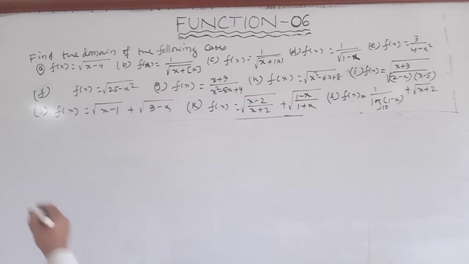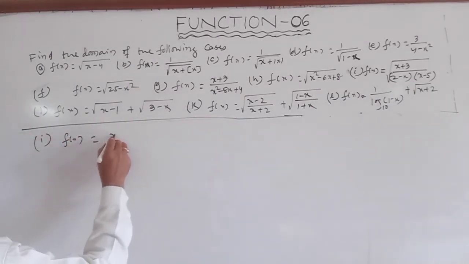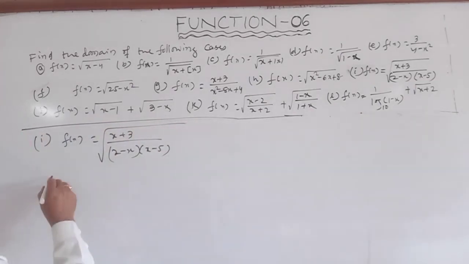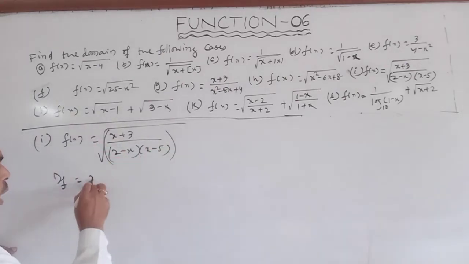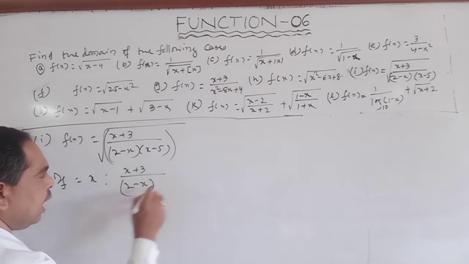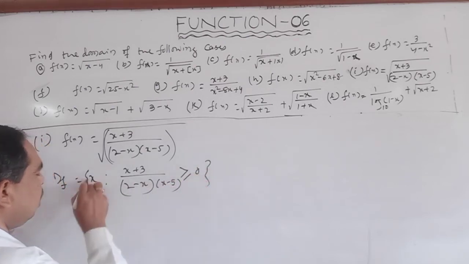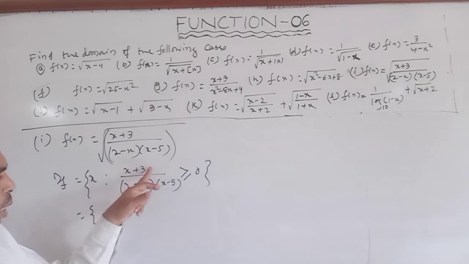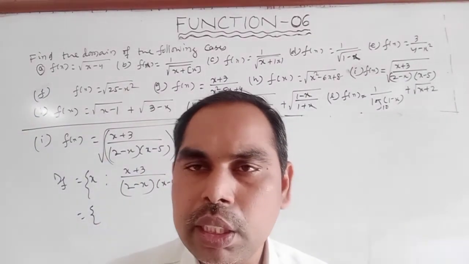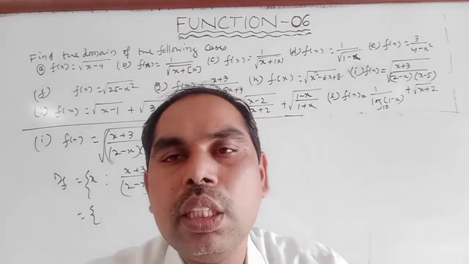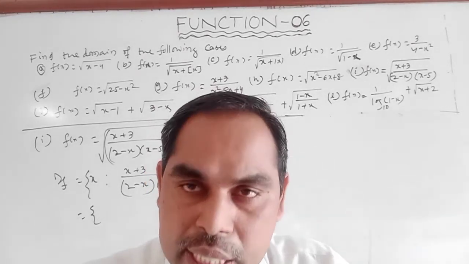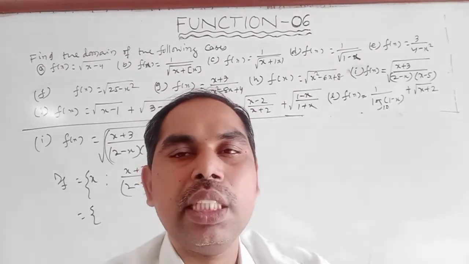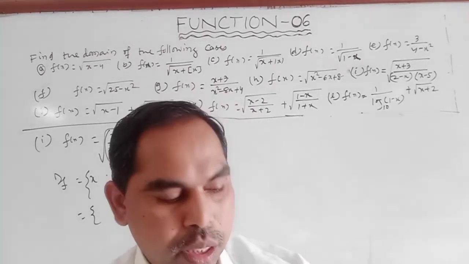Next, f of x is equal to the square root of x plus 3 divided by 2 minus x into x minus 5. So the domain of f: the expression inside the root must be greater than or equal to 0. So x such that x plus 3 divided by 2 minus x into x minus 5 is greater than or equal to 0. This is the same as numerator by denominator greater than or equal to 0, meaning either both numerator and denominator are positive, or both are negative. Similarly, f x into g x greater than 0 means either both are positive or both are negative.